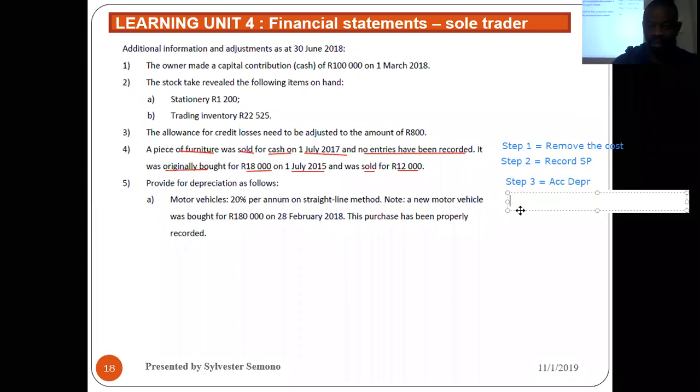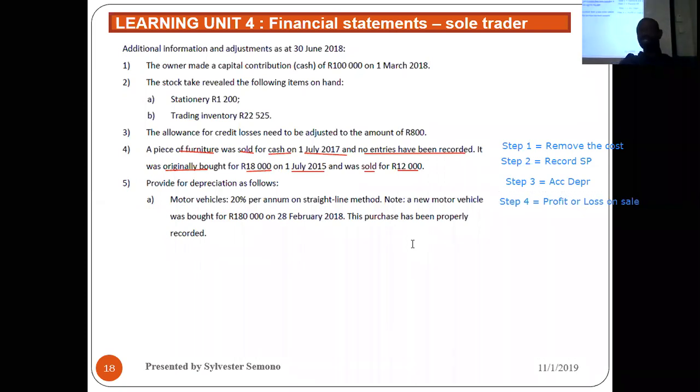And step 4, we need to calculate profit or loss on sale of assets. Okay. These are the 4 things that we need to remember for us to be able to deal with number 4, because we're dealing with the asset disposal. Okay.